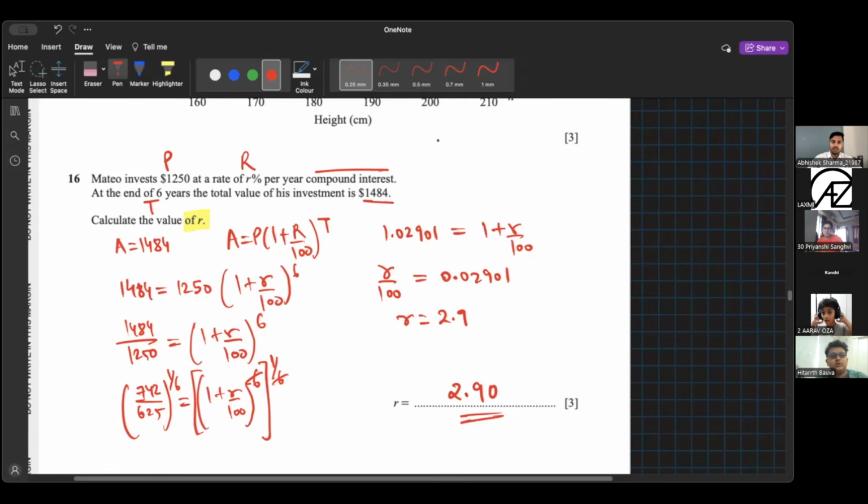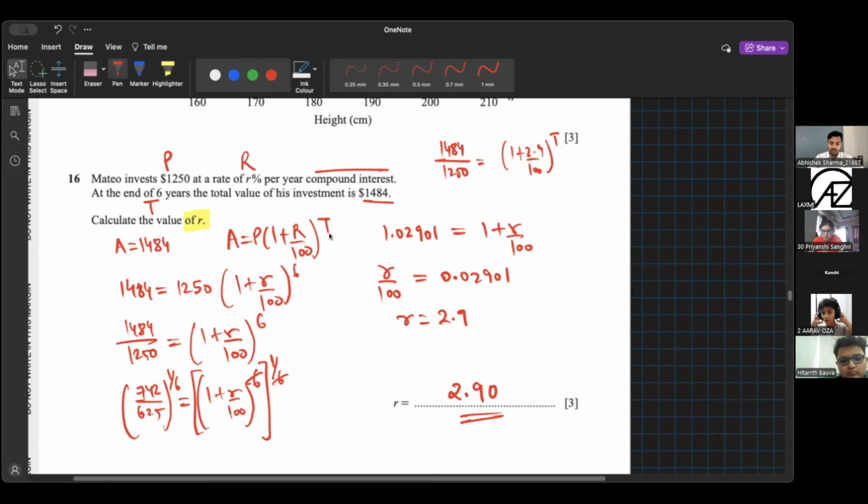Okay. So basically you are saying I have a 1484 divided by 1250, that is equal to P times (1 plus 2.9 upon 100) raised to T, where T is missing. Yes. Okay. We have to work out the value of T. P we have already substituted, so we don't need to write P. So let's simplify this. Simplify the LHS.